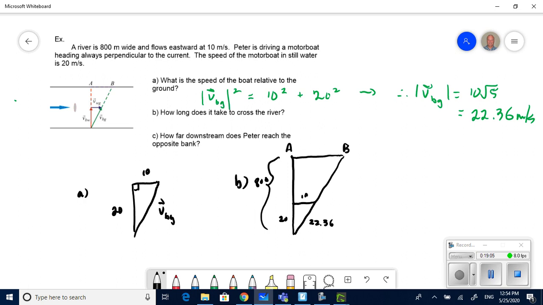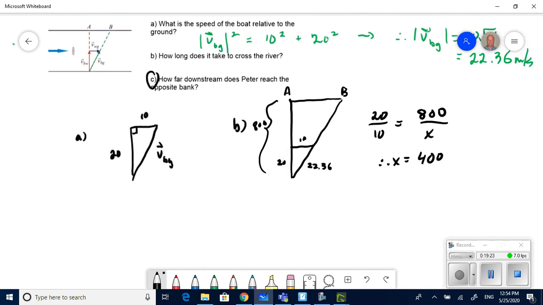Through common ratios, I could go 20 over 10. 20 over 10 is equal to 800 over x. That's my corresponding solution. I get x to be 400. Okay, that's the answer to C. Incidentally, now if I had this to be 400, this to be 800, I could use the Pythagorean theorem to find the distance D. That would be 400 squared and 800 squared. I get D to be, if I did this properly, 894.43.